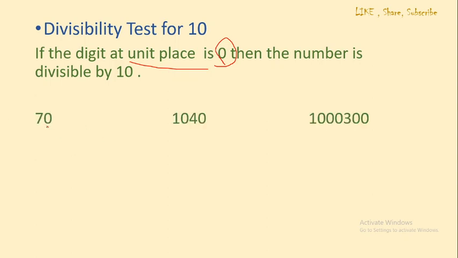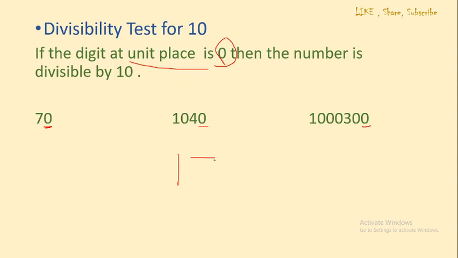70. We know that 7 tens are 70, so it is divisible. This was easy, so we can say it directly, but the condition is that the unit place should be 0. See here, unit place is 0, so it is divisible. Even here we have a 7-digit number, you can see the unit place is 0.